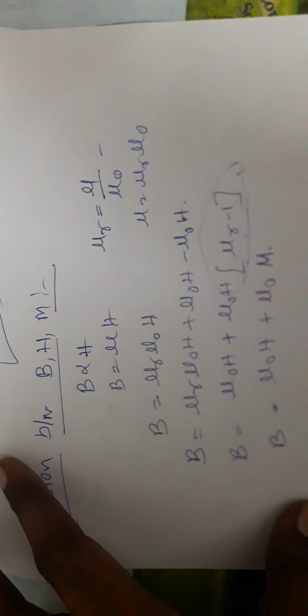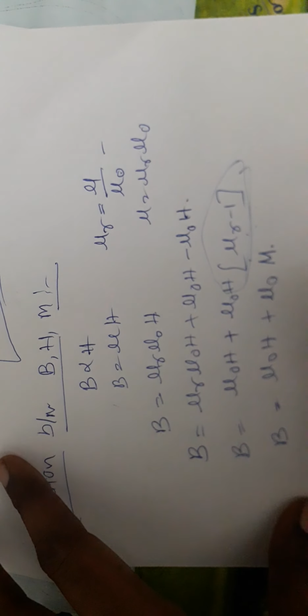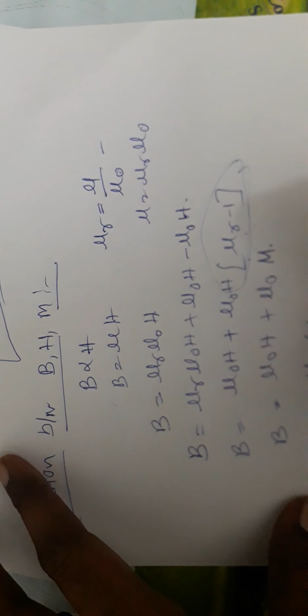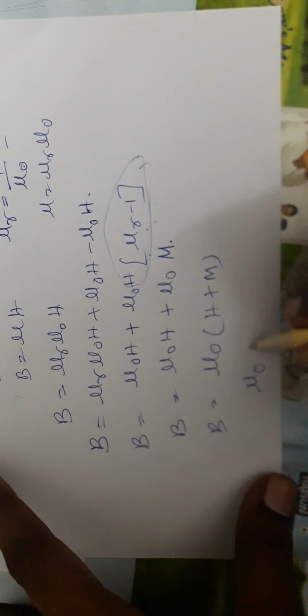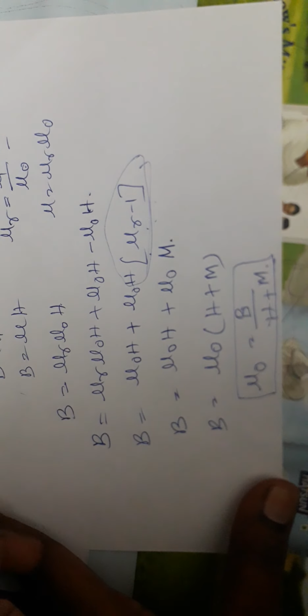Now B is equal to mu naught H plus this total term, which is nothing but M. So we are getting M equals H into mu r minus 1, which means how much it is magnetized. So B is equal to mu naught into H plus M. So mu naught equals B by H plus M. This is the BHM relation. That is very important for 2 marks and 3 marks.